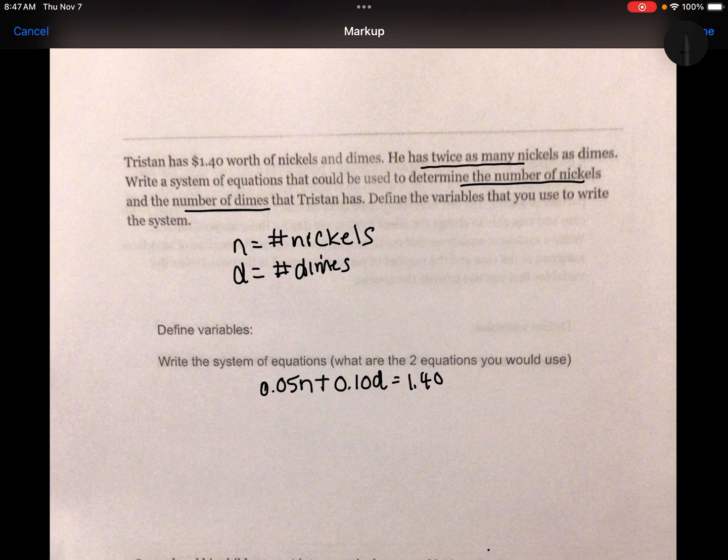And then it says he has twice as many nickels as dimes. So what does he have more of? Well, he has more nickels. And he has twice as many nickels as dimes, so twice as many is going to be N equals 2D.